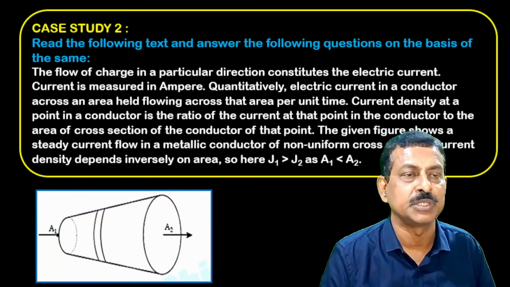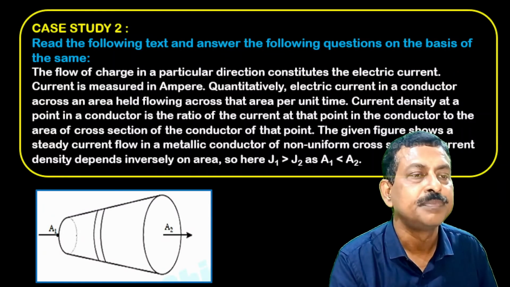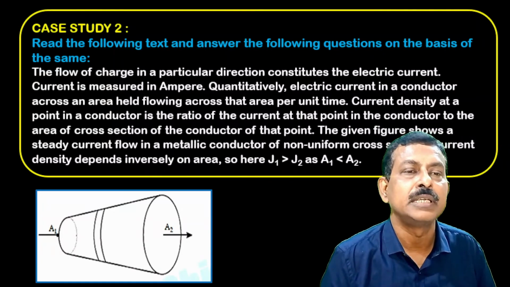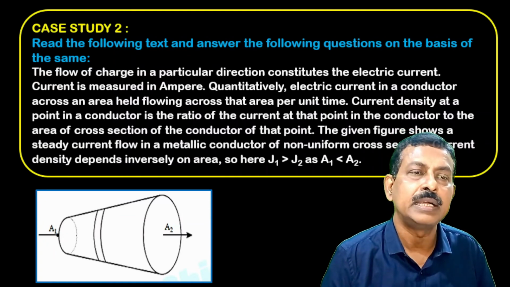Let's take the next question. This is the second case study question. The flow of charge in a particular direction constitutes the electric current. Current is measured in ampere.